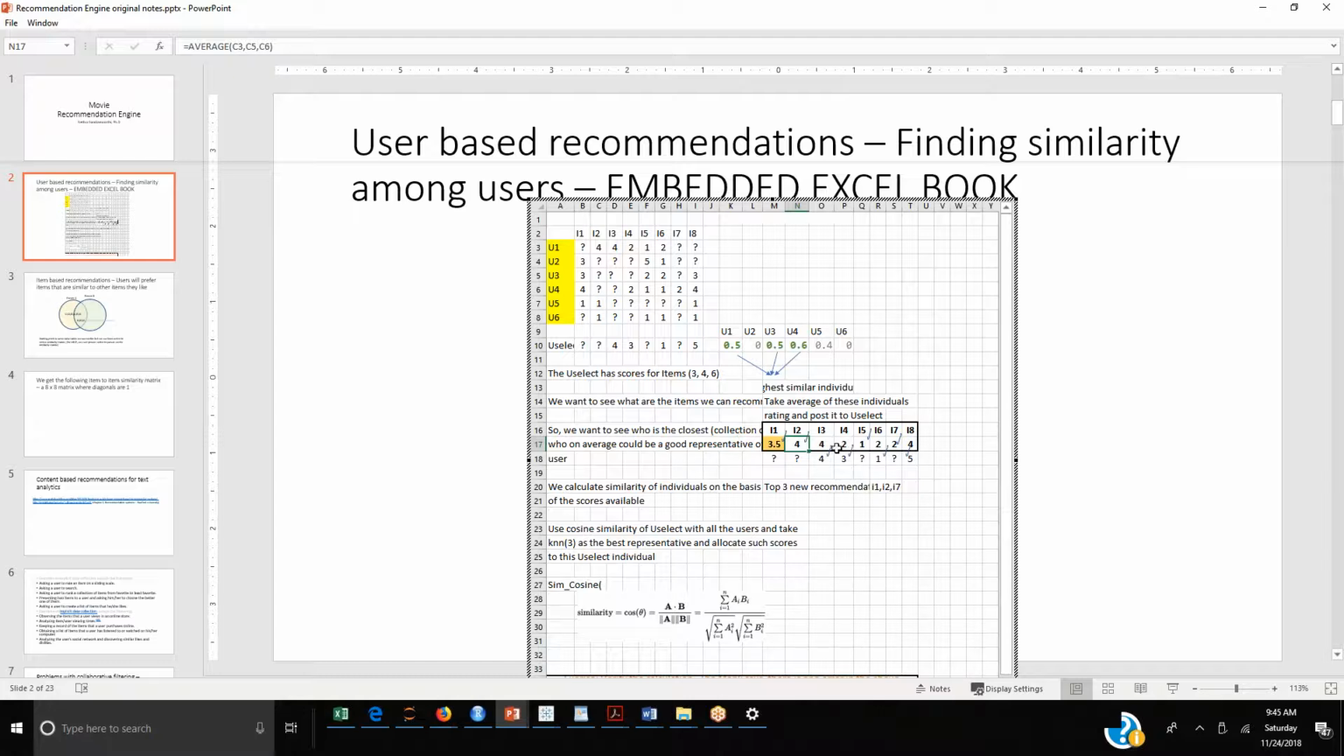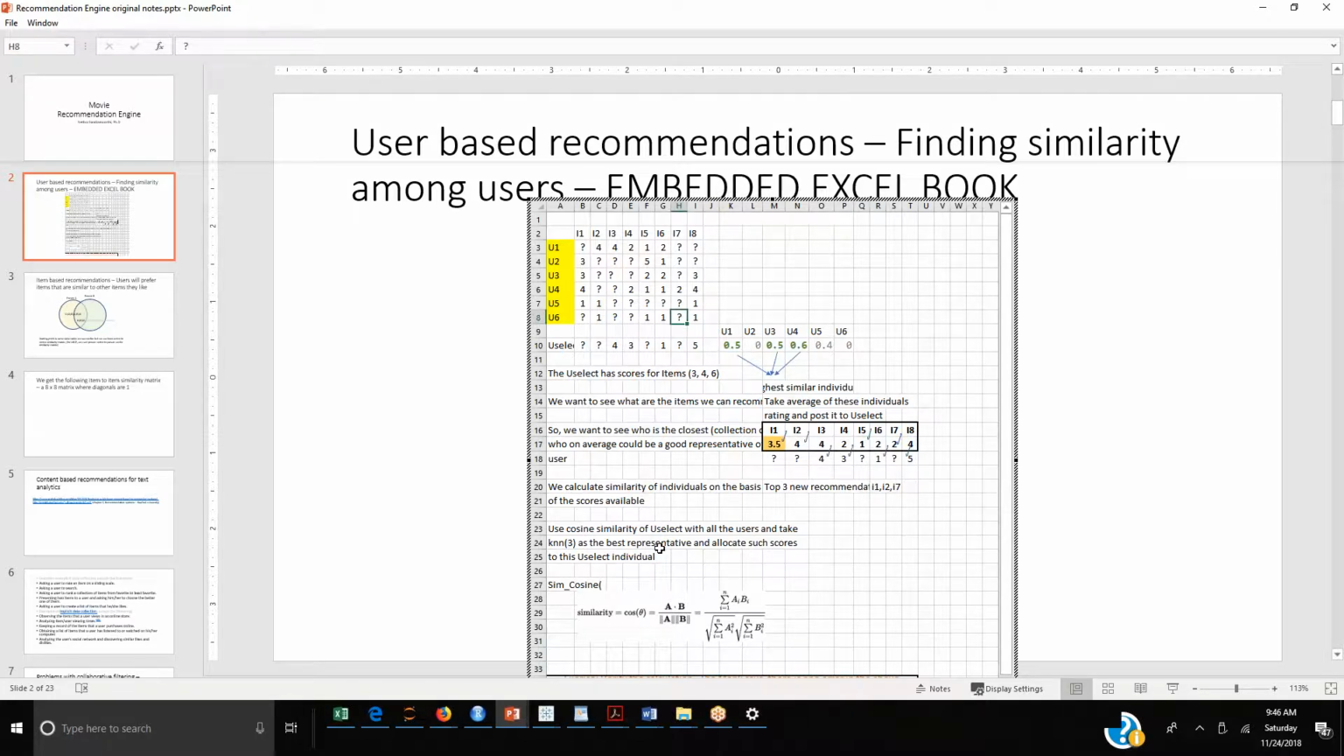If I have all 3 values, let's see whether any are available. I'm not sure. The next one missing is I5. For I5, U1 has 4, U3 and U4 should be there. Adding the 3 values, how much was there? 4. 4 divided by 3 is how much? 4 divided by 3 is 1.3. So it's rounded to 1. Agreed? Everybody agrees? Correct, Satya?